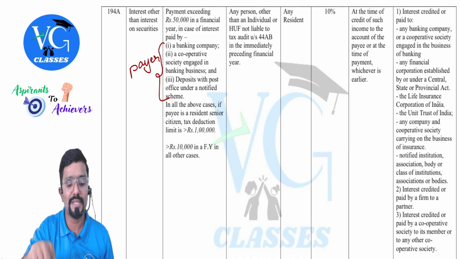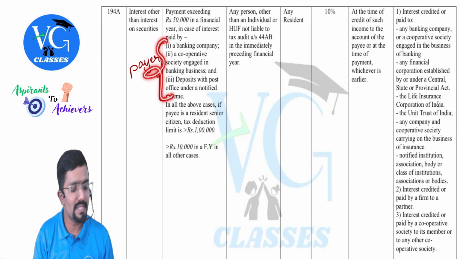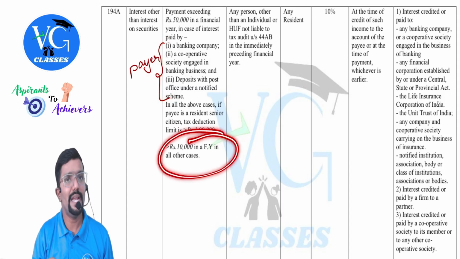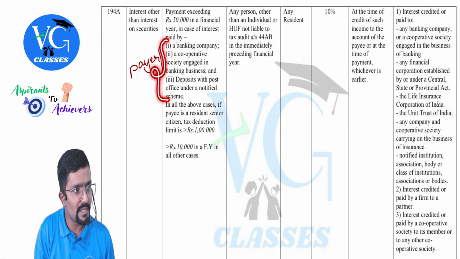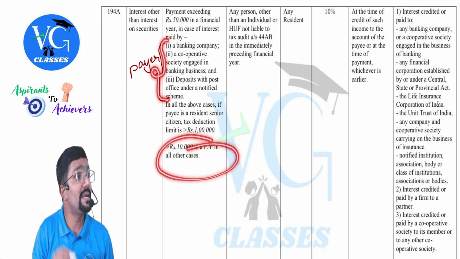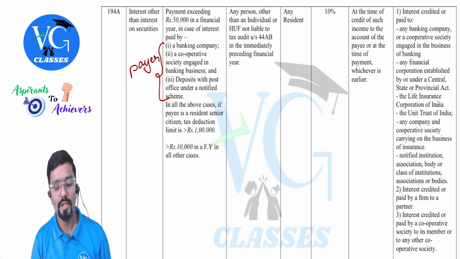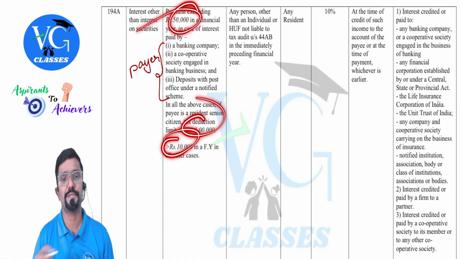If the payer is any person other than these three, then what is the threshold limit? 10,000. Let the payee be any person. If the payer is any person other than this, the threshold limit applicable is 10,000. Clear? All these threshold limits are amendments, guys.